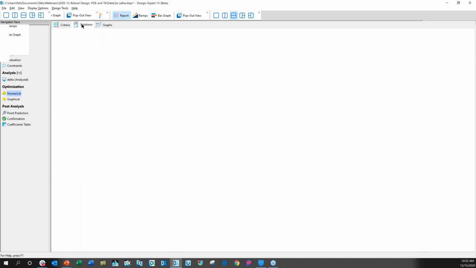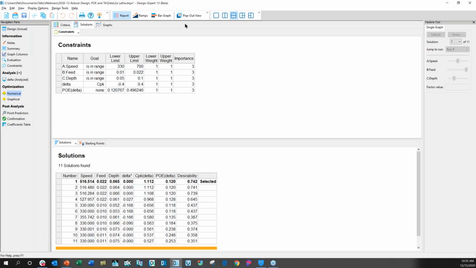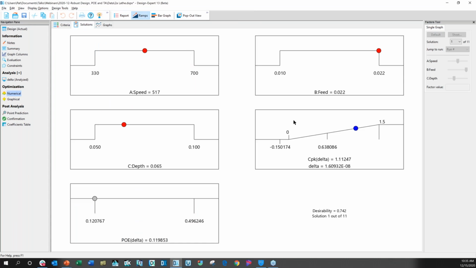I can go for the solutions, and let me look at the ramps. What it does then is try to maximize the CPK. Now I don't have to include POE in the optimization because POE is used in calculating the CPK. Okay, so maximizing the CPK should drive it to target and drive propagated error low.